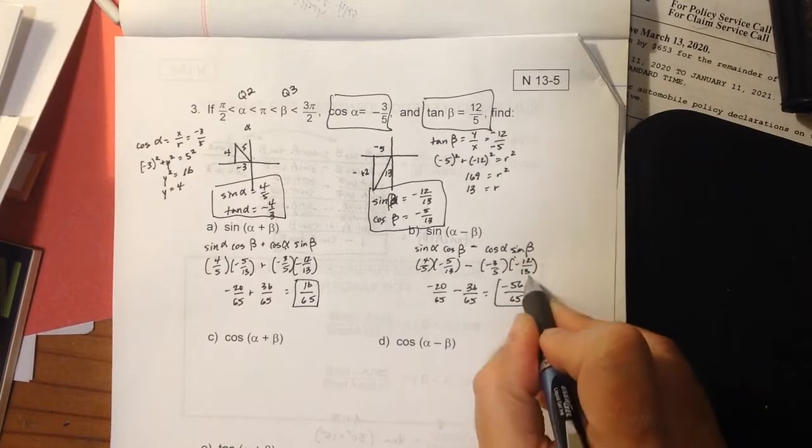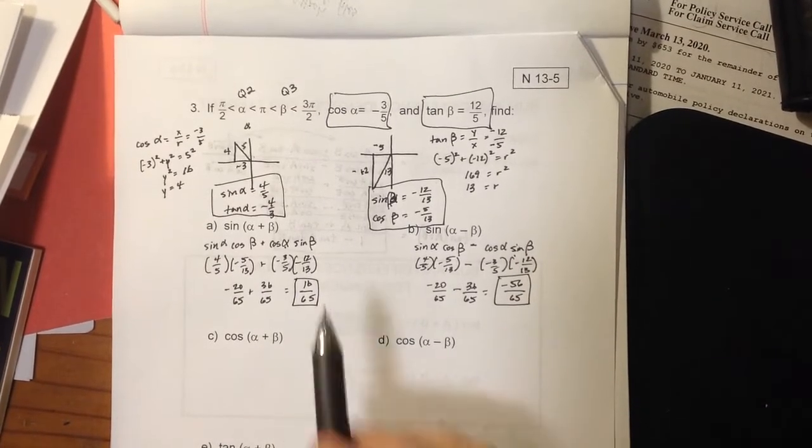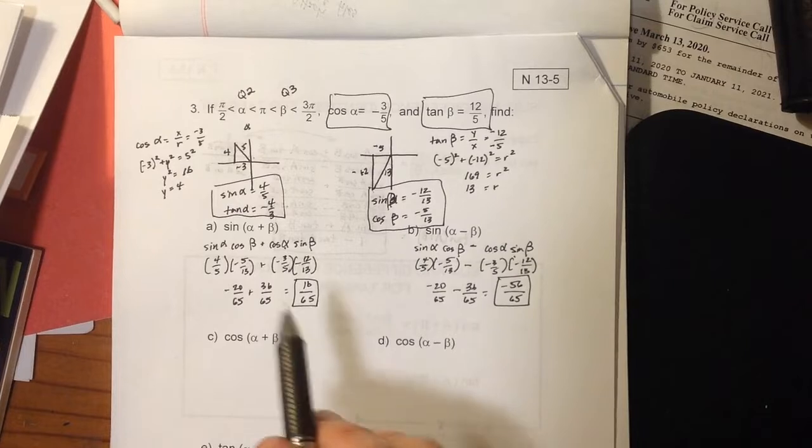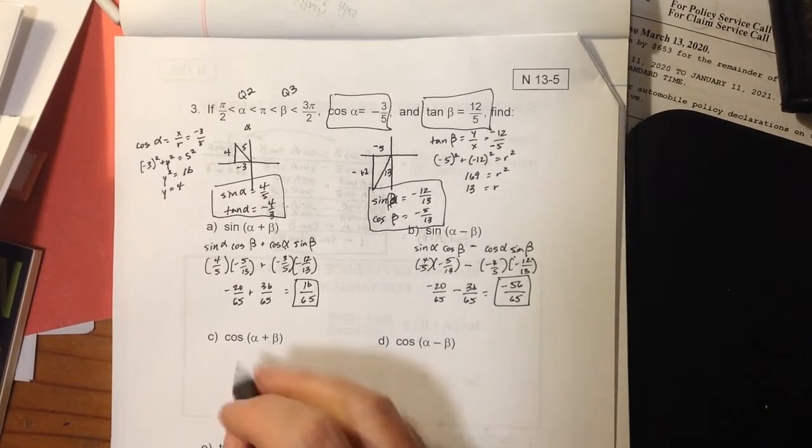Notice still greater than negative 1. Does not go below negative 1, so that's good. And likewise, my positive value is less than positive 1. Okay, let's do the cosines.